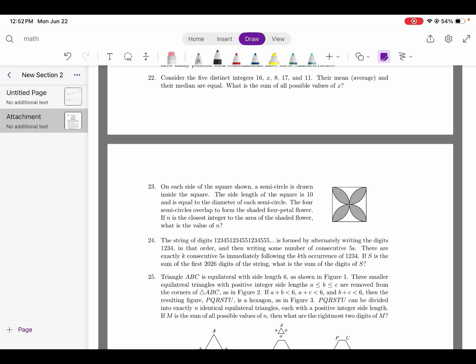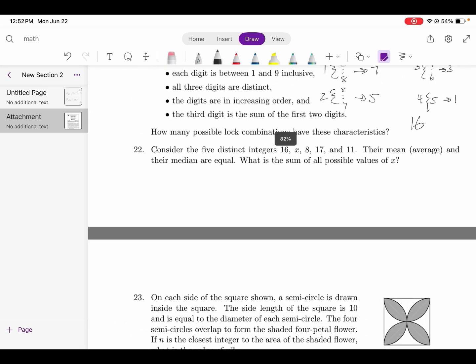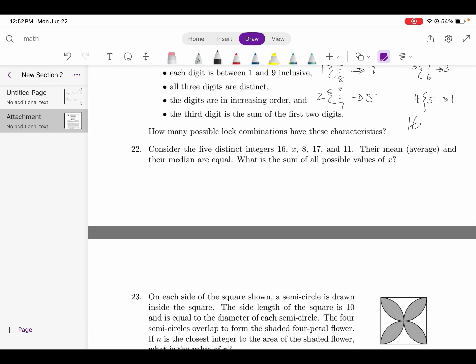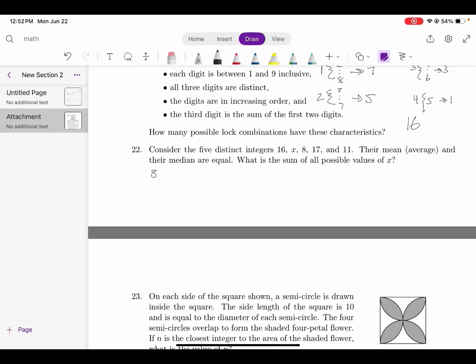Question 22. Consider the 5 distinct integers. Their mean, average, and median are equal. What is the sum of all possible values of x? So essentially, you can order the ones that we have so far. They're 8, 11, 16, and 17. And then you see that 8 and 17 cannot be the medians because there's 3 numbers to one side of them. So then the possible medians are 11, 16, and x.